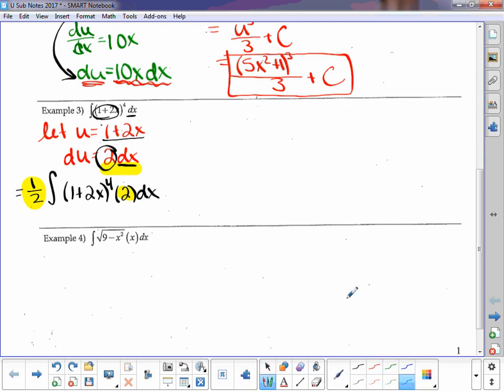So now then I can go ahead and rewrite this. I have 1/2 the integral. This is just u, so u to the 4th. And this is just du. Are we good there?